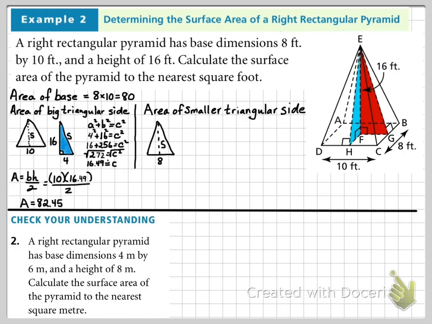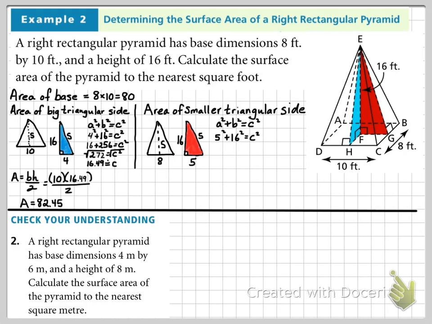This time we have a base of 5 and a height of 16, or slant height. So we're going to figure out now, this one is going to have 5, and the height is going to be 16, and that's going to be S. So we have to solve this Pythagorean theorem to figure out the slant height of the red triangle, which gives us the slant height of our smaller triangular face.